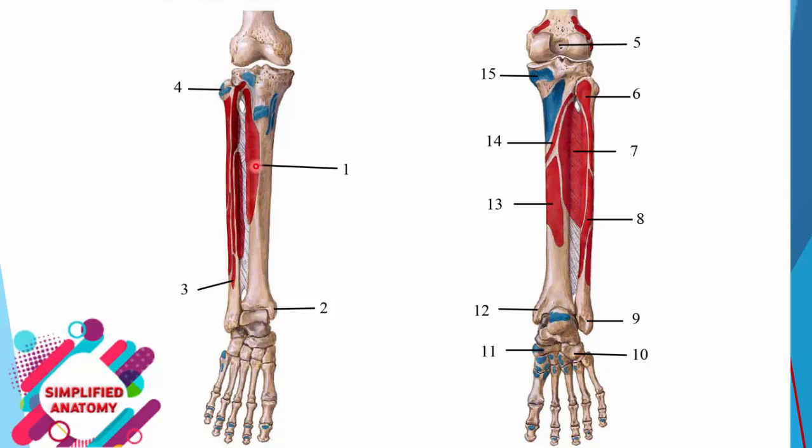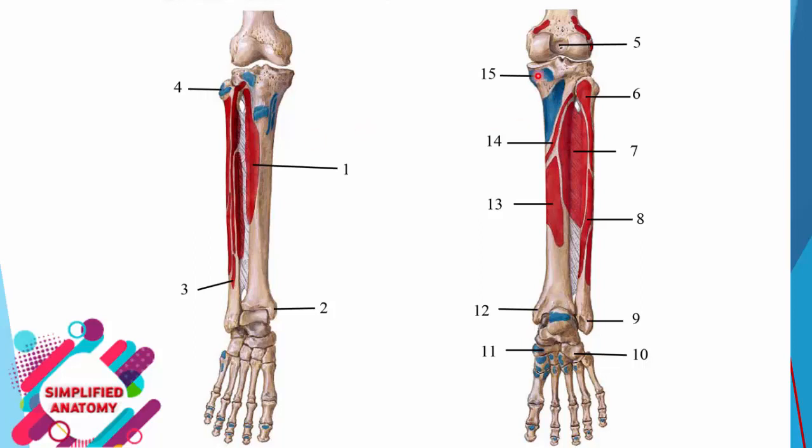Number 1, tibialis anterior. This muscle arises from the fibula. This muscle is extensor digitorum longus. And number 3, peroneus tertius. And this muscle from the middle half of the fibula, extensor hallucis longus.